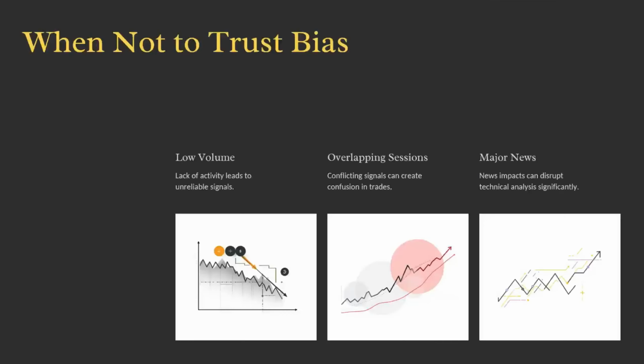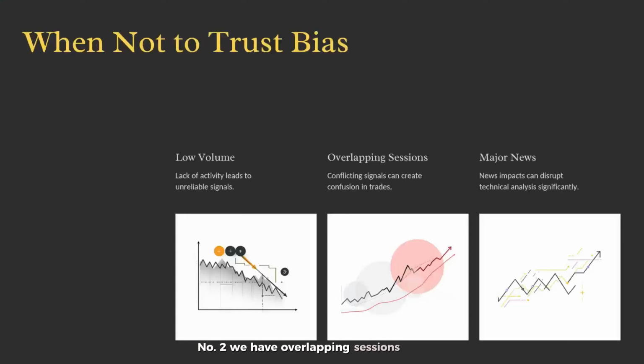Now, when not to trade or trust the bias. Number one, low volume. Lack of activity leads to unreliable signals. Let's say the market is just range bound, it does not move or do anything. Then obviously you cannot trade it because you'll be stopped out.